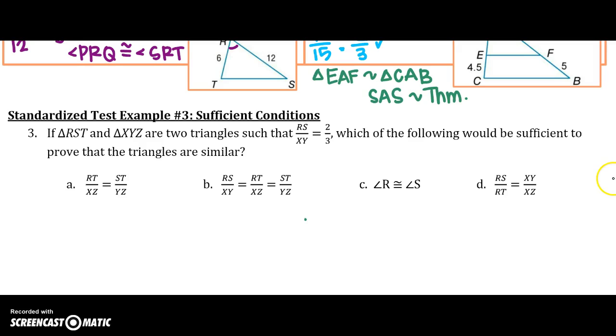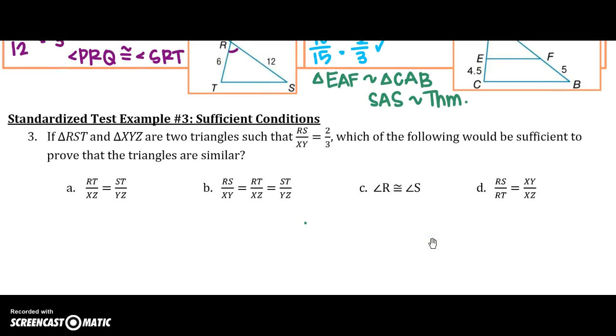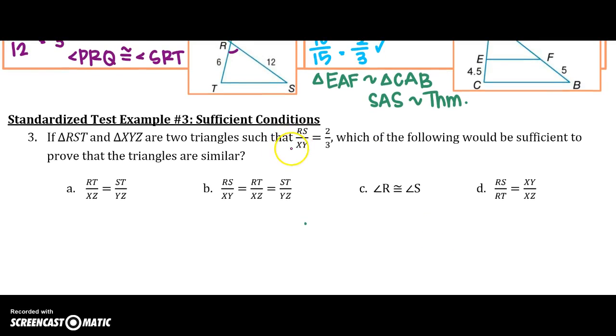All right, let's look at our standardized test example. I have 2 triangles, RST and XYZ. They also give me that RS over XY equals 2/3. So that's going to be my scale factor. Which of the following would be sufficient to prove that the triangles are similar? Remember, we have SSS, AA, so 2 angles, all 3 sides, or SAS. So we need that information to prove triangles are similar. So let's look at our options.